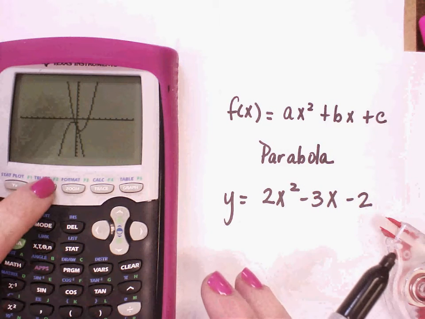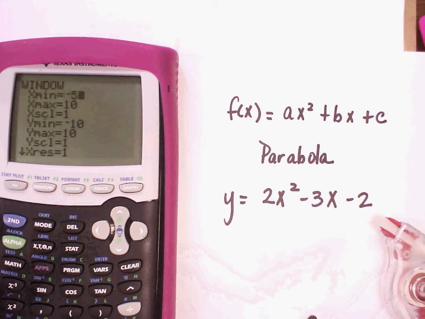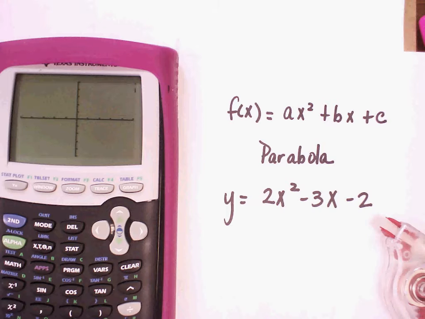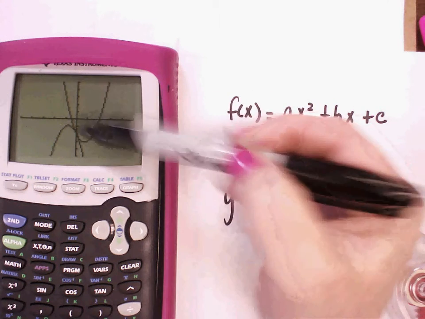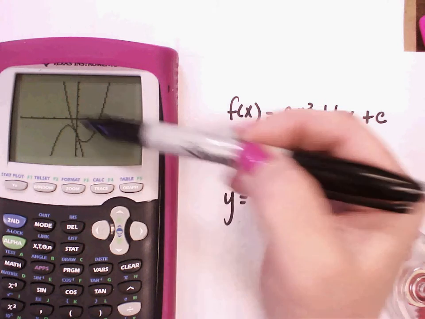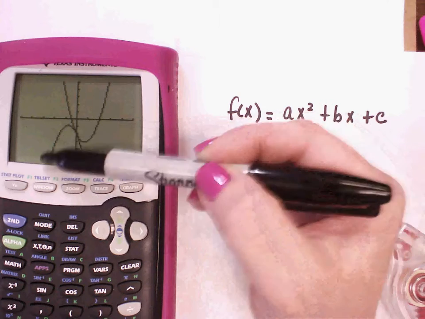Let's go to window and change those negative 10s to negative 5s, and then those positive 10s to positive 5s. And let's graph it again so that we can clearly see it. There you go. And it's just beautiful. Look at that. All right, so this one was my positive with the positive 2, right? Opens up. This one is my negative with my negative 2, this one opens down.